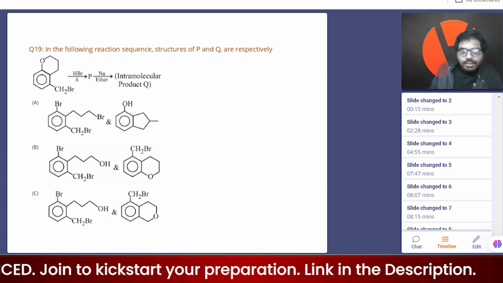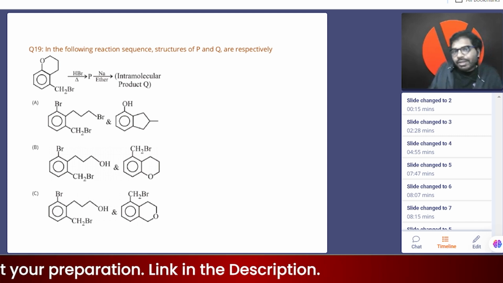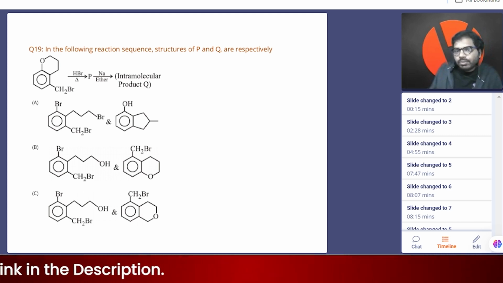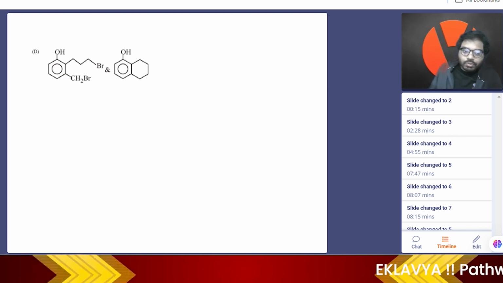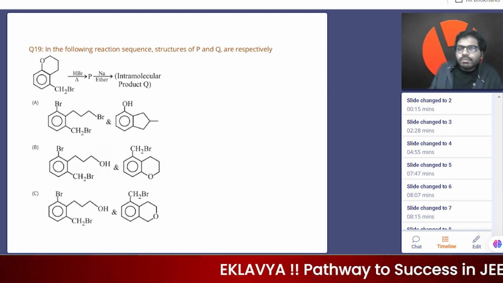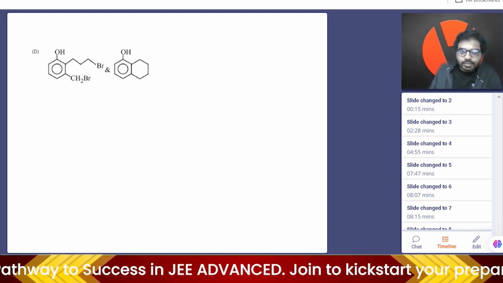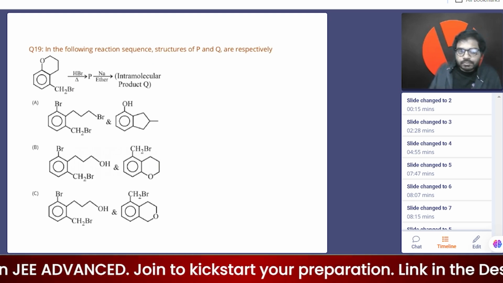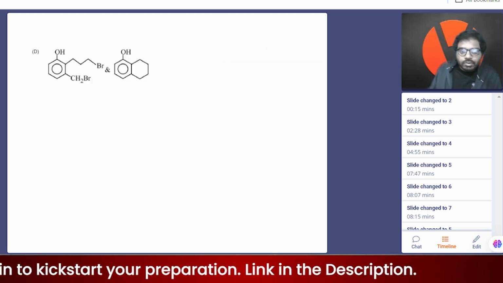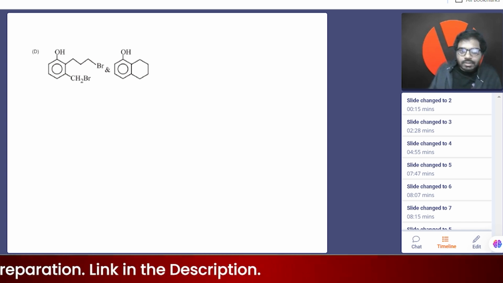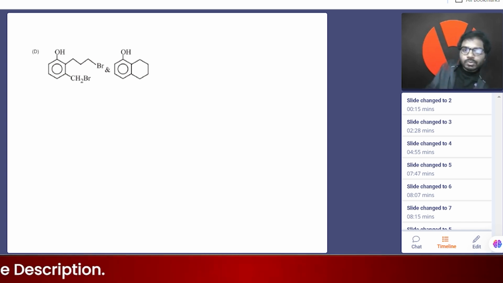So moving to the next question, in the following reaction sequence, structures P and Q respectively. We have to find out P, and then we have to find out this particular Q, and a total of 4 options are there. So we will check one by one which particular product will form here. So on the next page, I will just draw the structure, and then I think we can start. So it will be better.